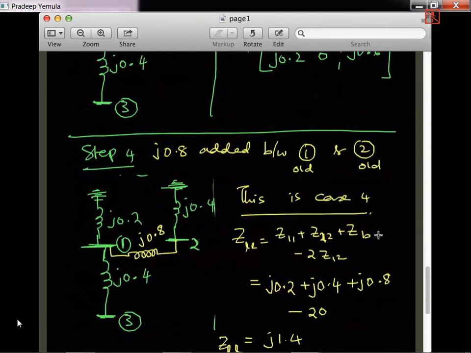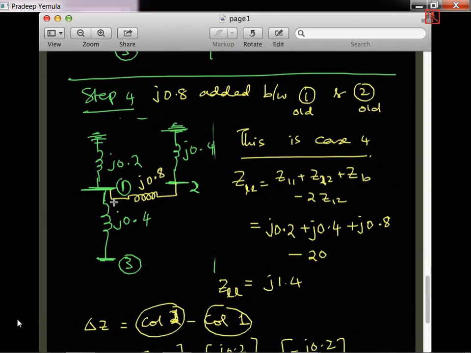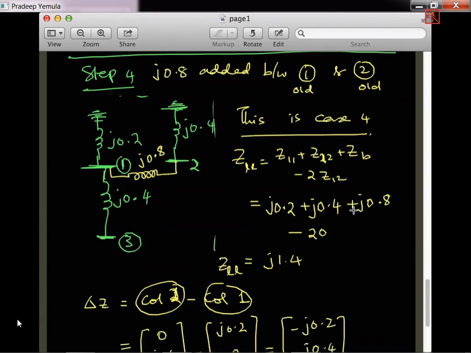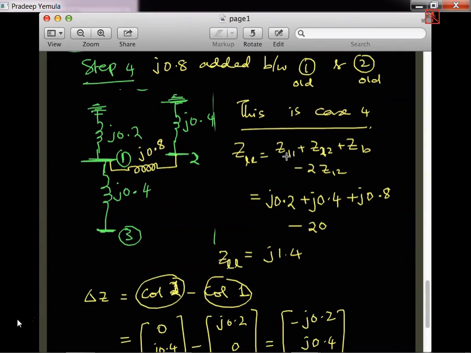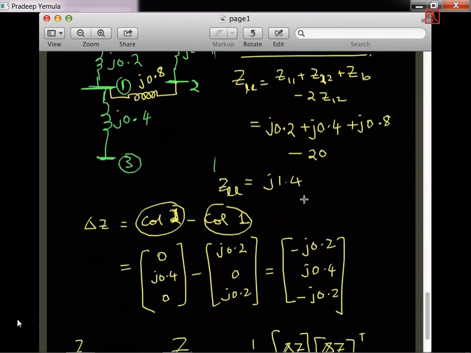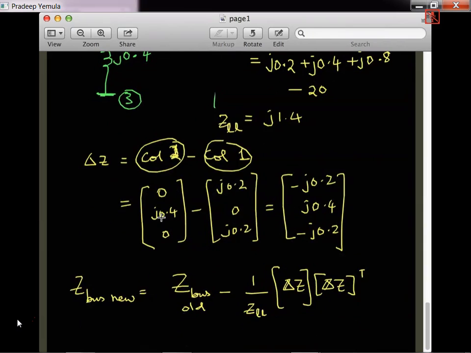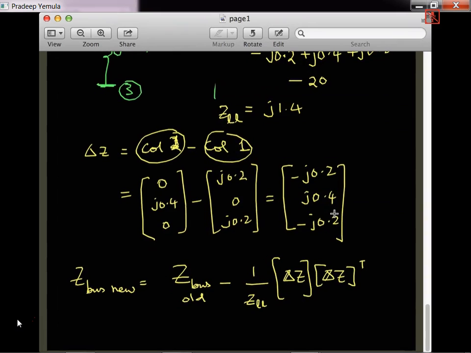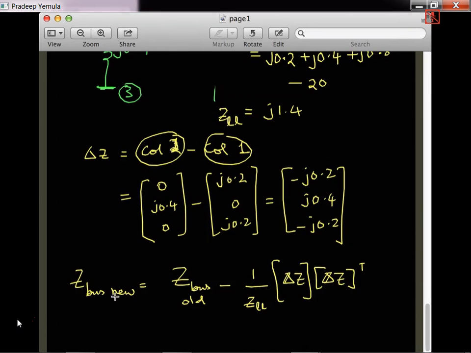Then in step 4, we have added an impedance between bus 1 and 2. Both bus 1 and 2 are old buses. When you add an impedance between two old buses, that is case 4. For that you need to find ZLL, which is Z11 plus Z22 plus ZB minus 2 Z12. So that we have done here. And then finally I am getting J0.4, J1.4. I also took the second column and first column and subtracted. This is the delta Z, and then using this formula we calculated the new Z bus.